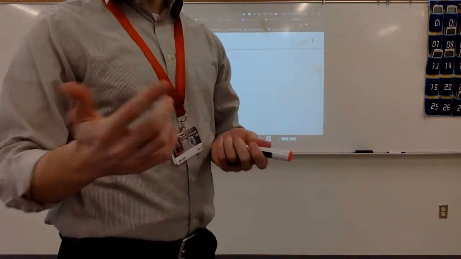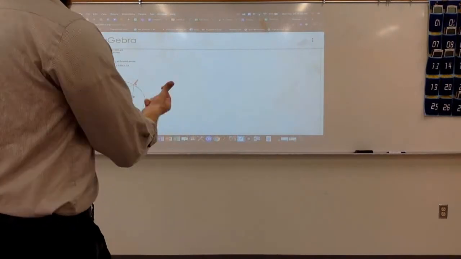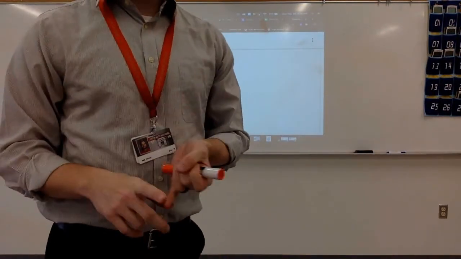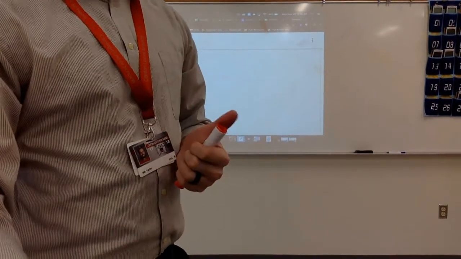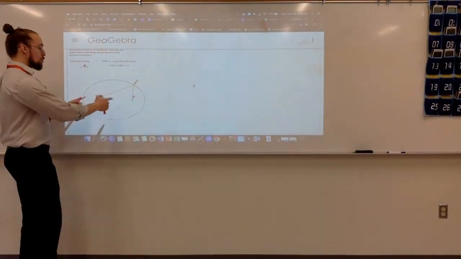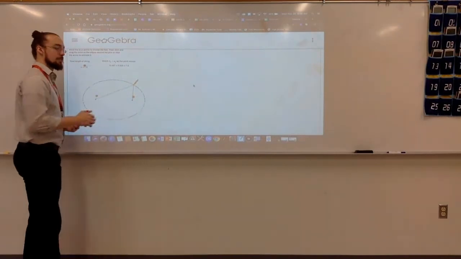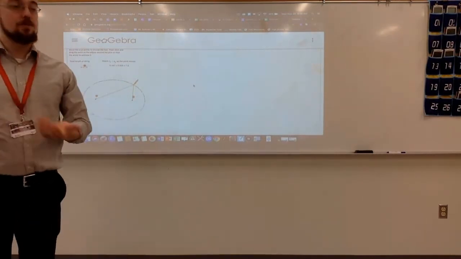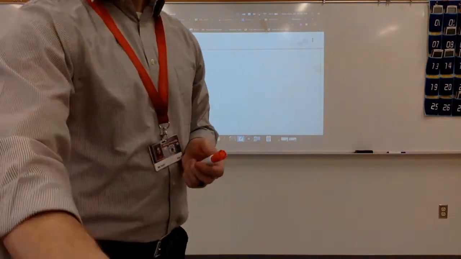Okay, so our definition of a parabola was all the points that are equidistant from a fixed line and a fixed point. Our definition of an ellipse is all of the points whose sum is constant, or the sum of the distances from two fixed points is constant.